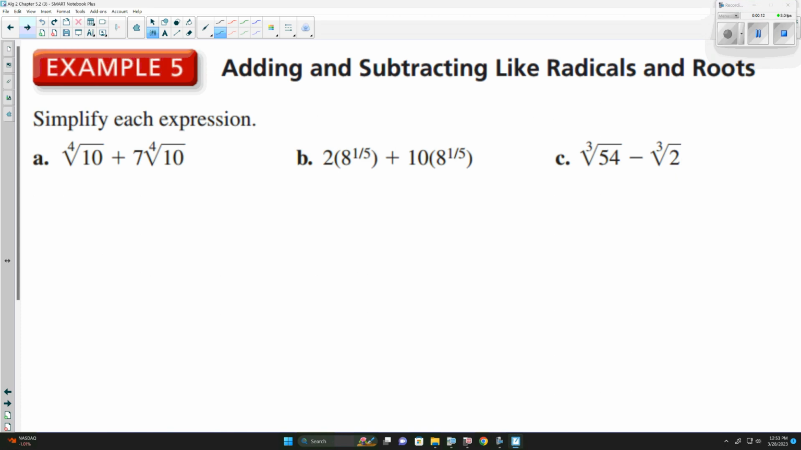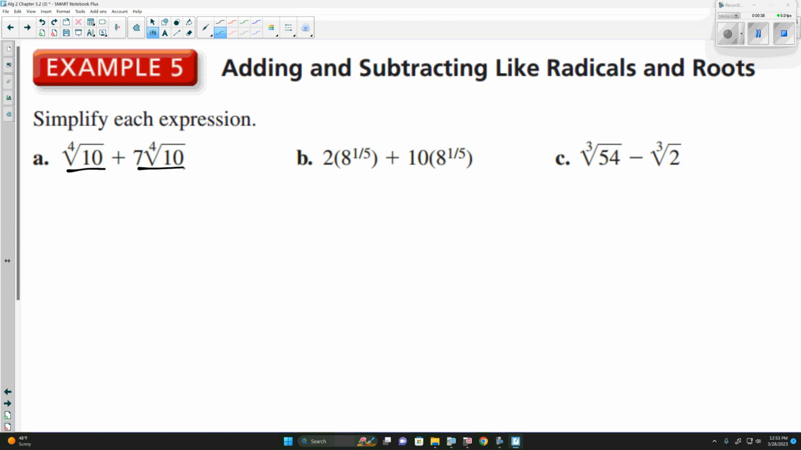Now, what we're looking at first is addition and subtraction, adding or subtracting these rational expressions. Looking at the first one here, whenever we have two radicals with the same root, so here both fourth roots, and the same number inside, we can add or subtract them from each other.